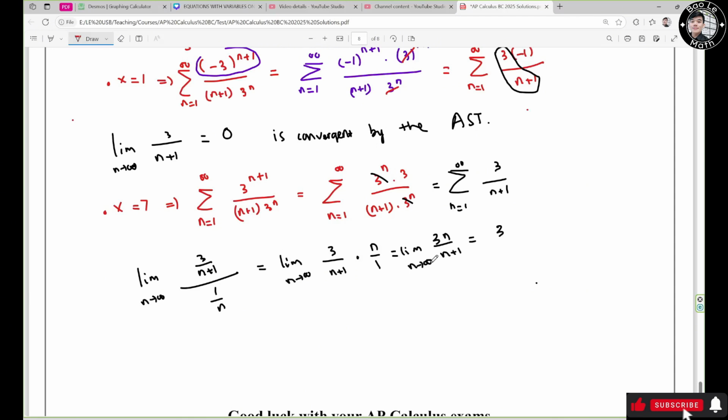And it's going to be 3, right? Because when n approaches infinity, n is much larger than 1, right? So I just ignore this one, right? So you have 3n over n. Now cancel out n. The answer must be 3, right? And you know that 1 over n is divergent by the p-series test. So by the limit comparison test, the sum when n goes from 1 to infinity of 3 over n plus 1 is divergent.